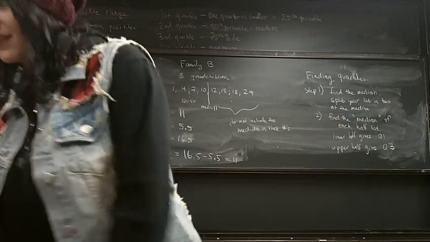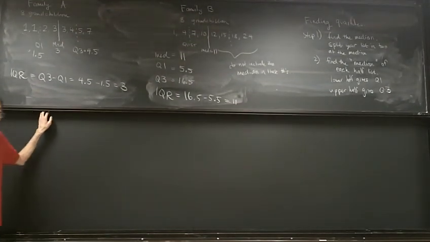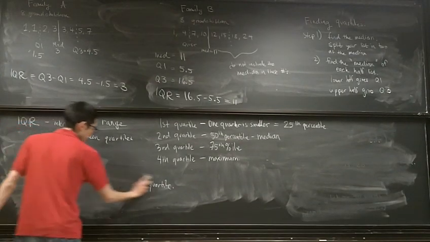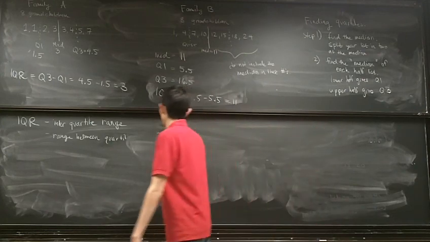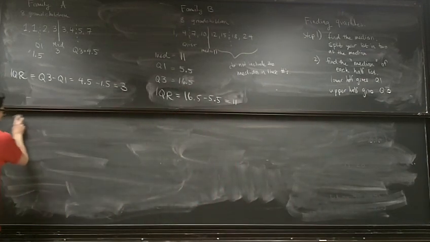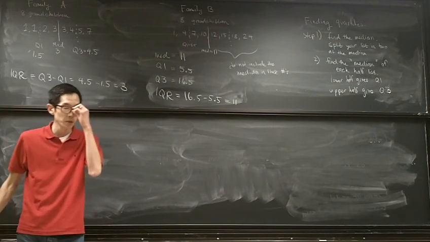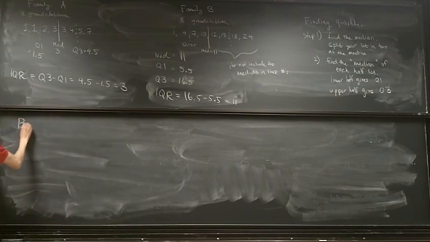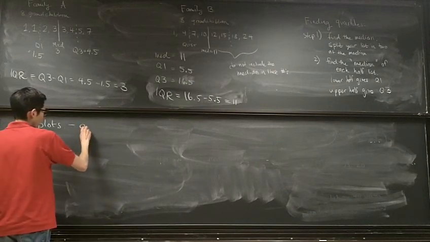Alright, we're going to continue on. We're going to apply what we learned about median, IQR, Q1, Q3. Alright, you guys, pay attention. Okay, box plots are another way to display numerical data.